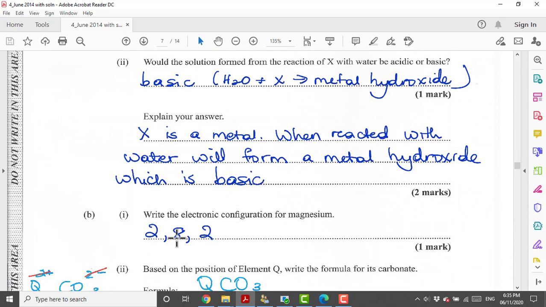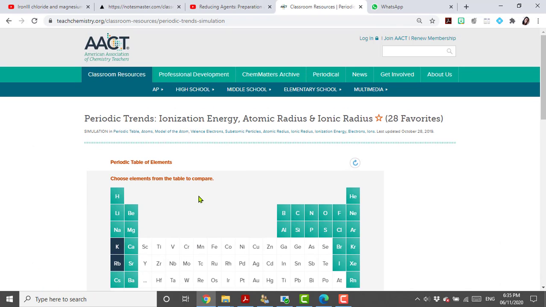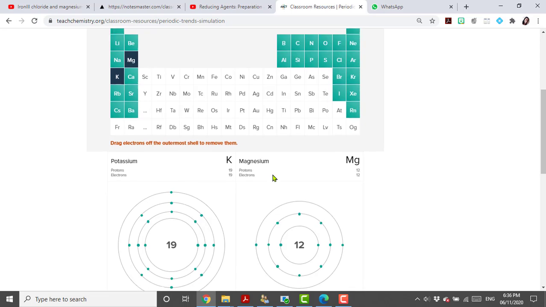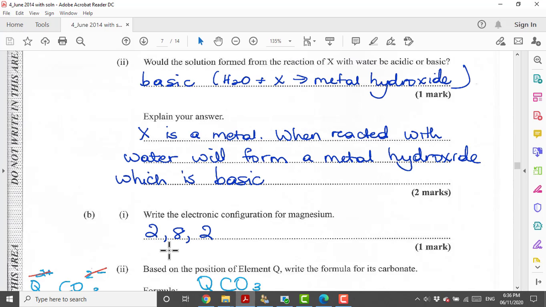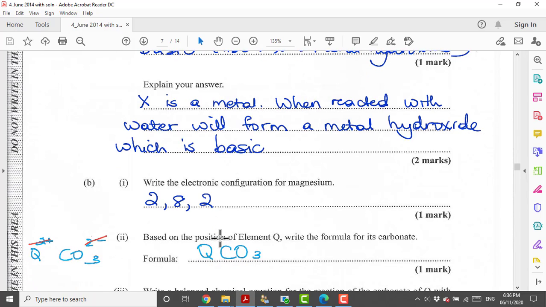Write the electronic configuration for magnesium. All right, so let's go to our chart again. Magnesium. Okay, so we're looking at this one here. Magnesium has 2 in the first shell, 8 in the second shell, and 2 in its outer shell. So that will give us an electronic configuration of 2, 8, 2. It contains 2 valence electrons. It belongs in group 2, and it can form a 2+ cation. All right?